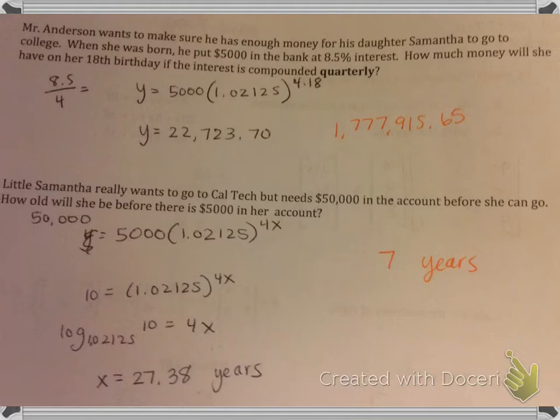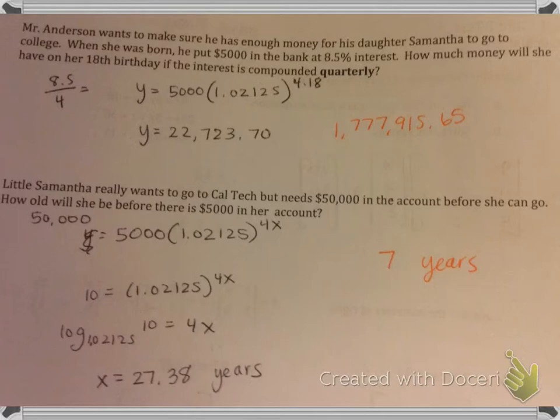Because it's compounded quarterly, I need to take this 8.5% and divide it by 4. That means that each quarter it's growing by 2.125%, and that is what I put in for B here. Since it's growing, it's going to be 1.02125. And then my starting value, this A, is 5,000. I don't have an asymptote in this problem, so I can just put my starting value right there.